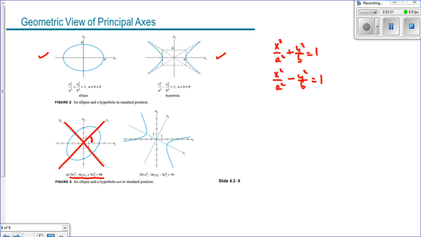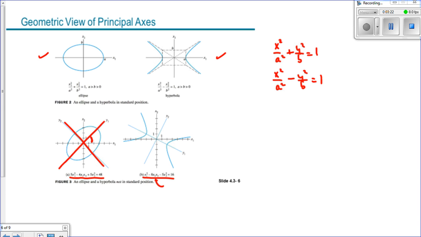Now, here's a hyperbola that's not in standard position. That cross product term is what tells me that there's a rotation that was involved. So if we could rotate it so that we could get the coordinate axes where it was in standard form relative to those, we can get more information about that conic.